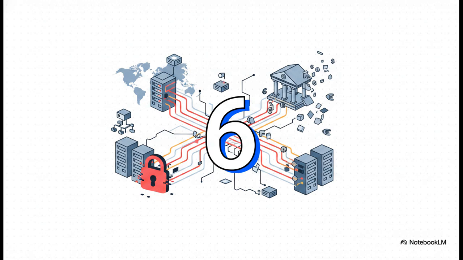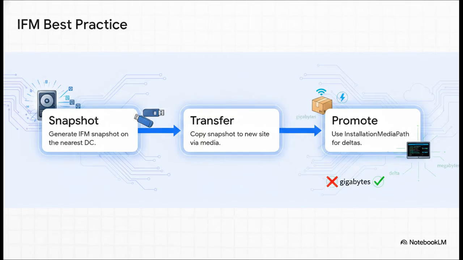6. That is how many hours the international WAN link was completely saturated. For 6 solid hours, this single oversight choked the bank's trading systems. It was an incredibly simple mistake that ended up costing the organization hundreds of thousands of dollars in business impact. So, the crucial point is how easily this whole disaster could have been avoided using IFM, or install from media.